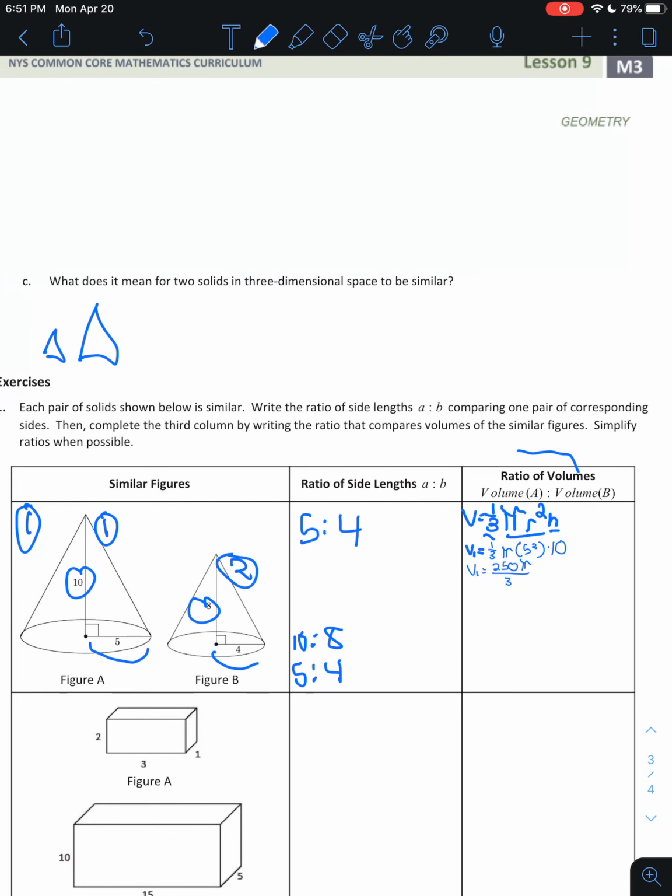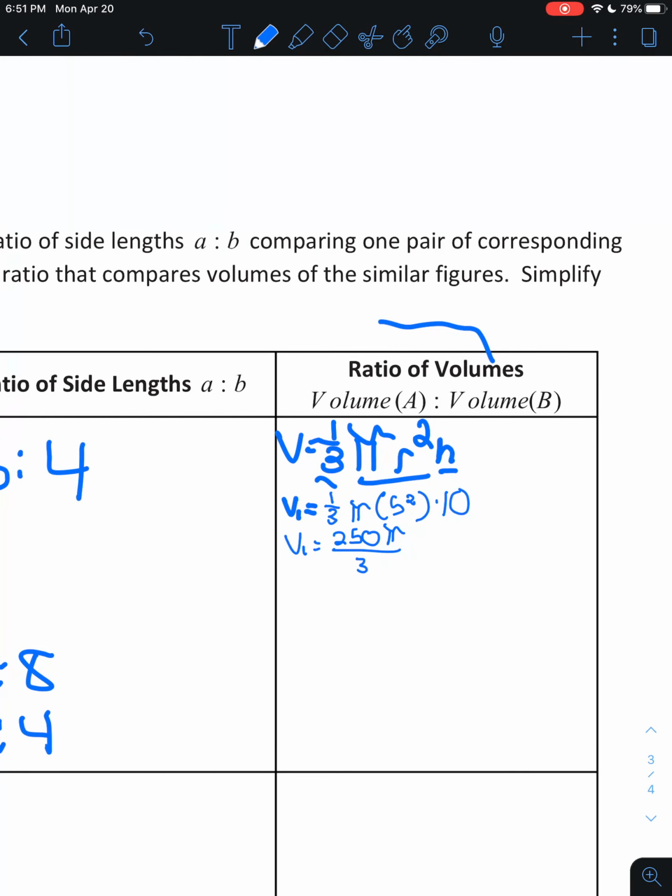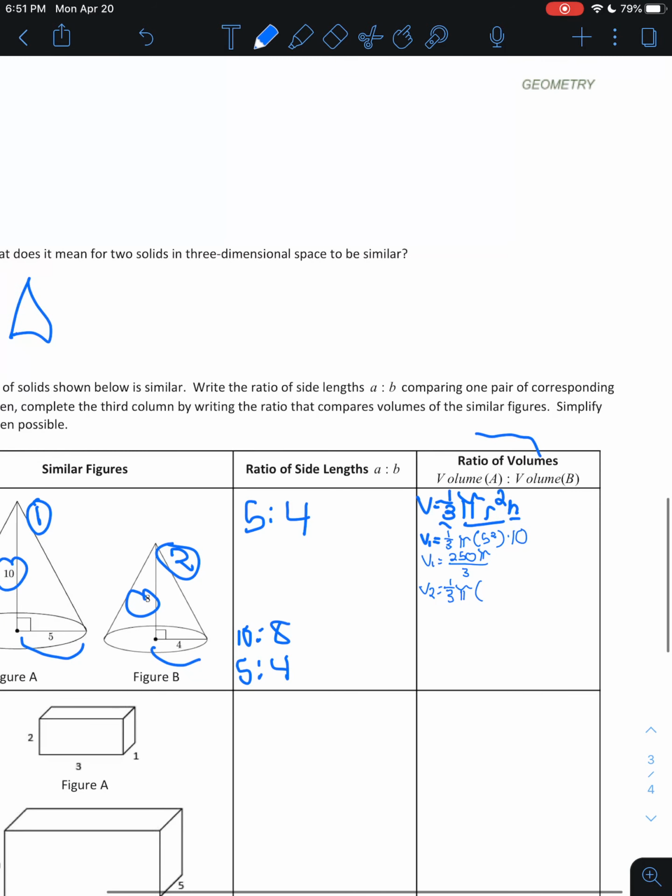And now let's look at shape 2 over here, figure B. So let's say we have V2 equals, again, it's the same formula, but this time, instead of 5, our radius here is 4, right? So 4 squared. And then times, this time the height is 8.